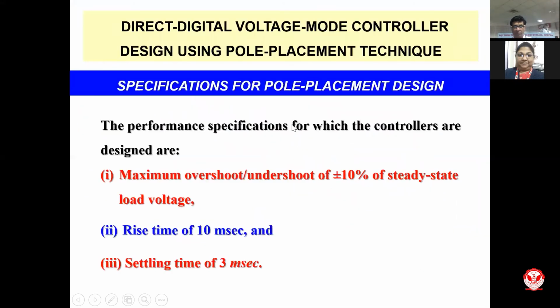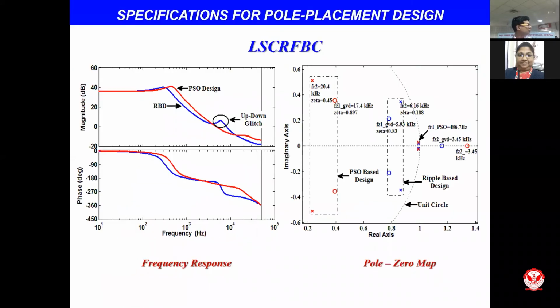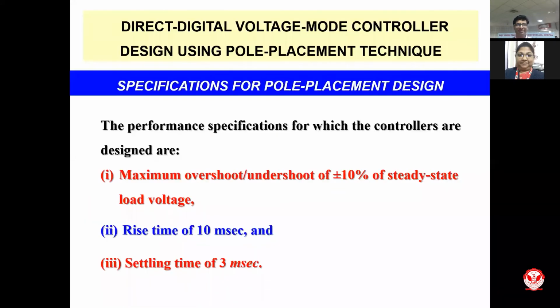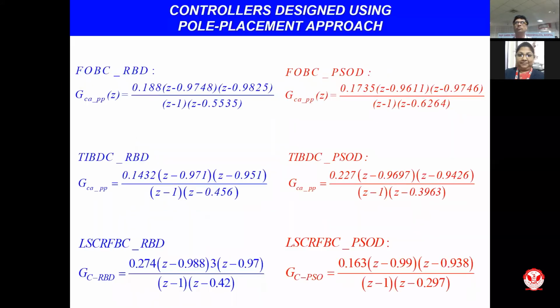So these are the specifications for pole placement design that you can use once you want to go for the controller design. So once you have obtained the parameters, you go for the controller design. You set up the requirement, that is, what your controlling requirements are. You set up with these requirements and obtain the controllers. So I have obtained the controllers for ripple based design as well as for PSO designed parameters for direct one-on-one comparison of the dynamic performance.